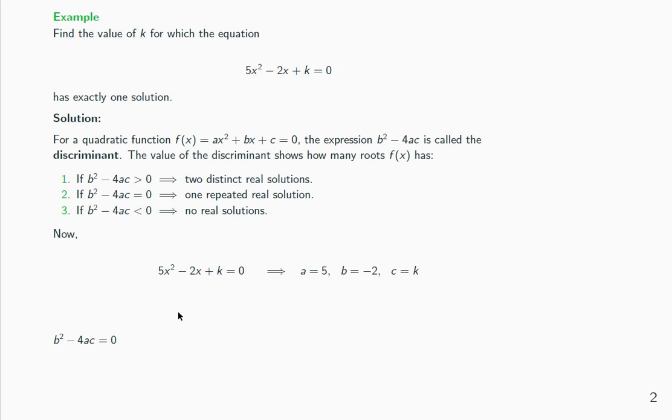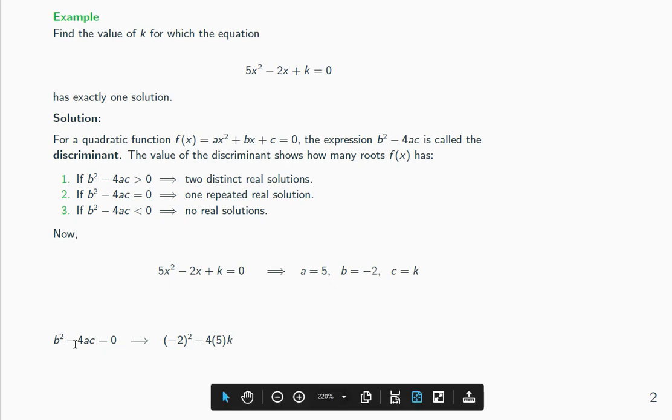So this implies replacing b with negative 2, b squared becomes negative 2 to the power of 2. Take away 4 multiplied by 5 and then multiplied by k. This is what negative 4ac becomes. And we want to set it all to be equal to 0.